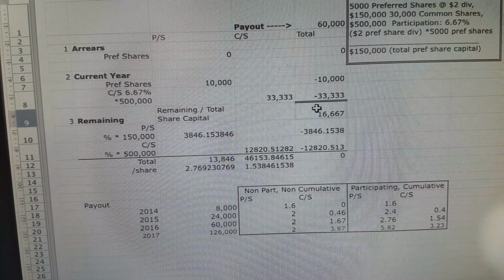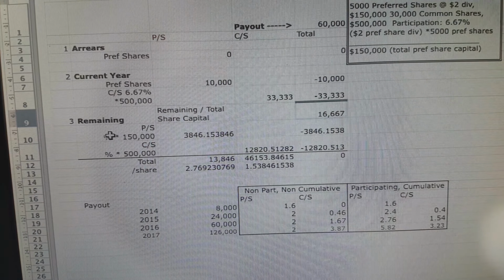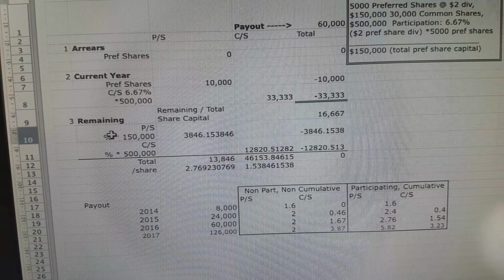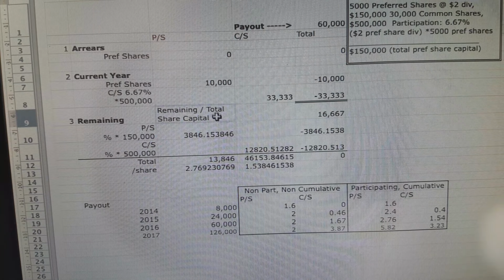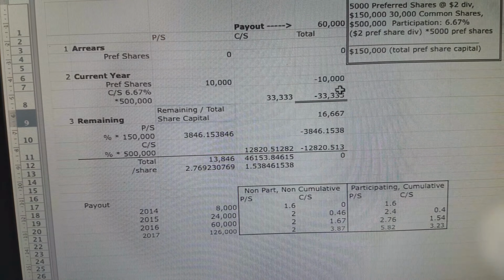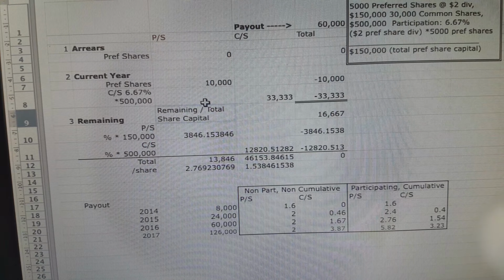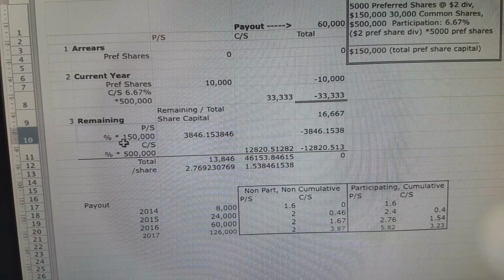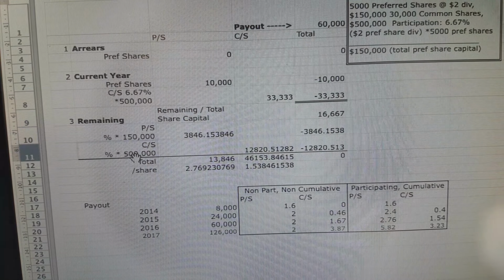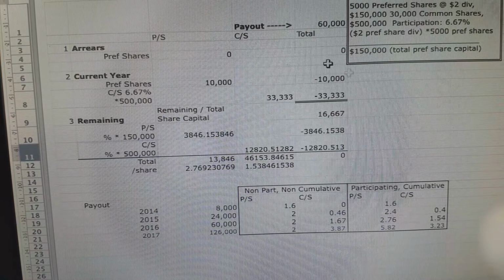So now we can deal with the other part of participating, or at least that's what I think this is. The answer was right, so I'm on board somehow. And the percentage is calculated in this way. The remaining amount over the total share capital. So in this case, it's 16,667 over 650,000, which is what the 150 and the 500,000 are added together. And then for the preferred shares, you multiply that amount by 150,000. For the common shares, you multiply that amount by 500,000. Don't ask me why. I don't know. It's fine.